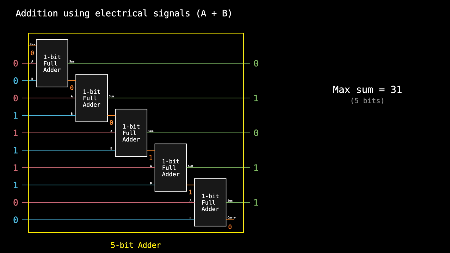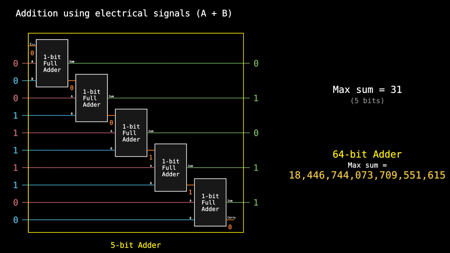Now, a 5-bit adder can only produce sums up to 31, the largest 5-bit number, but modern computers simply extend this circuit to 64 bits, enabling addition of numbers with sums up to over 18 quintillion. And that is how computers add numbers. As a side note, as the number of bits increases, the delay from the carry bits propagating through the chain of adders also increases, which is why modern computer architects have designed more complex adder circuits that can compute sums faster by reducing this carry propagation delay. But that's a topic for another video.